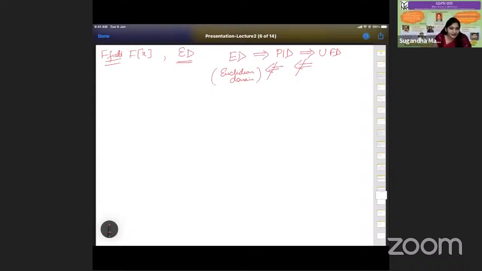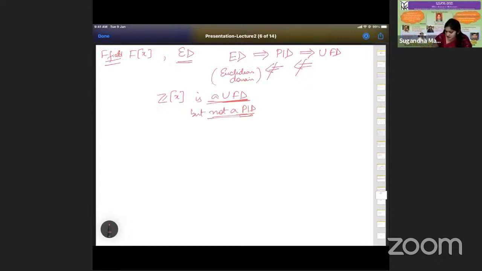For example, this one I can tell you: Z[x], polynomials over integers. This is a UFD, but not a PID. Right? Why is it not so? Just look into it. I've already told you to find out what the good properties are once you have that your domain is a UFD.